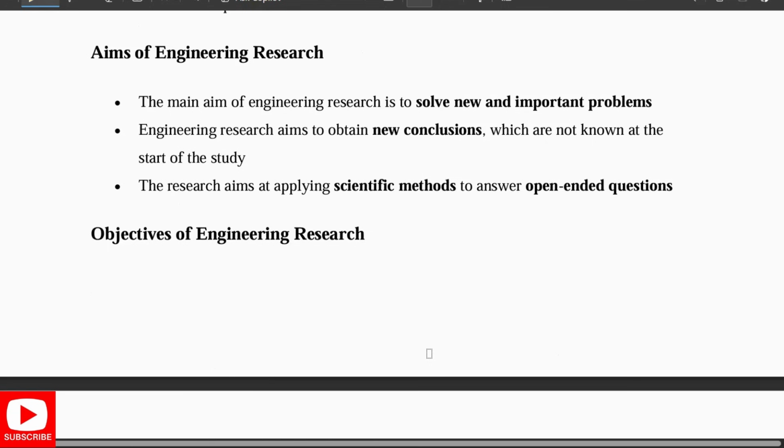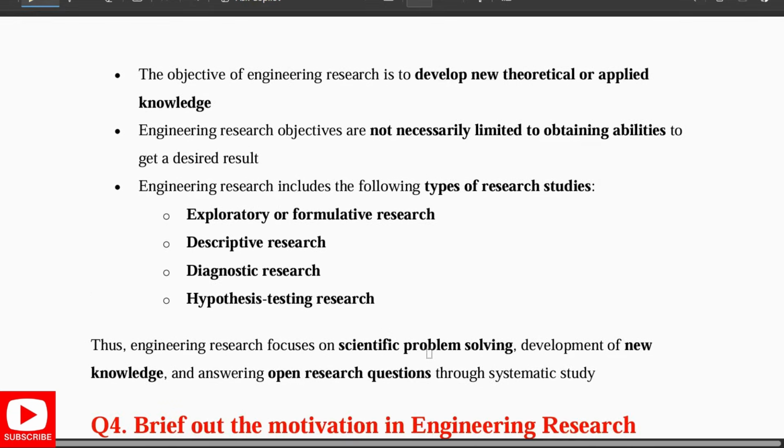Then come the objectives. The main objective is to develop new theoretical or applied knowledge. Engineering research objectives are not necessarily limited to obtaining the abilities to get a desired result. It is about the following types of research studies: formulative research, descriptive research, diagnostic research, or hypothesis testing research. So these are the areas that focus on scientific problem solving, development of new knowledge, and answering open research questions through systematic study.